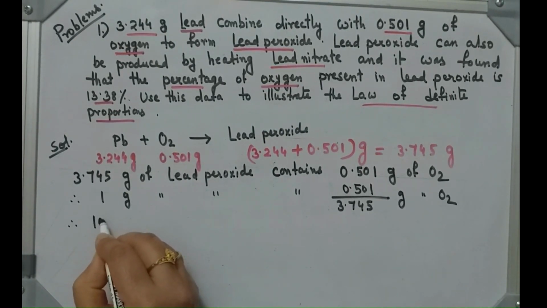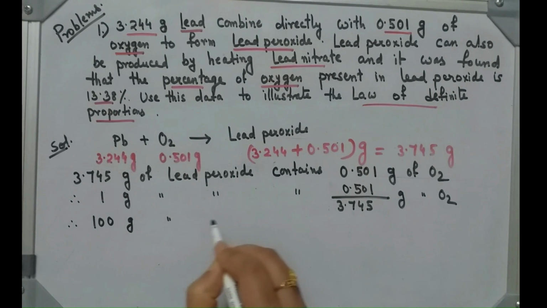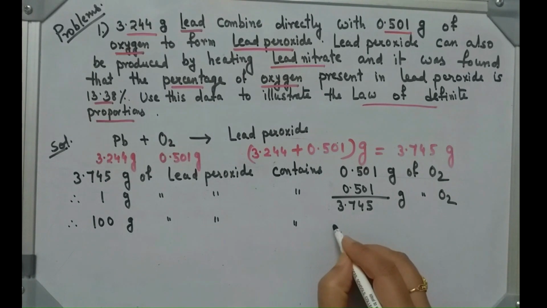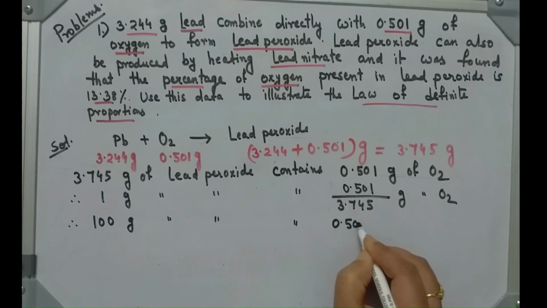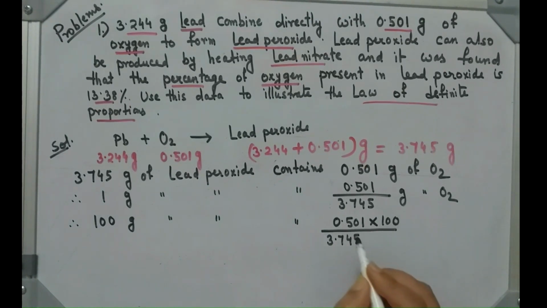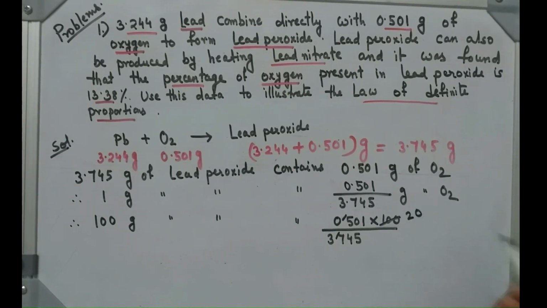Therefore, percentage we have to calculate. So, this much grams of lead peroxide contains 0.501 divided by this, multiplied by 100. So the point we can cancel. Here we are getting 749.